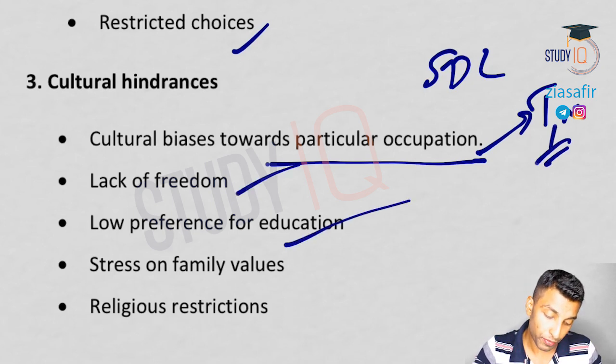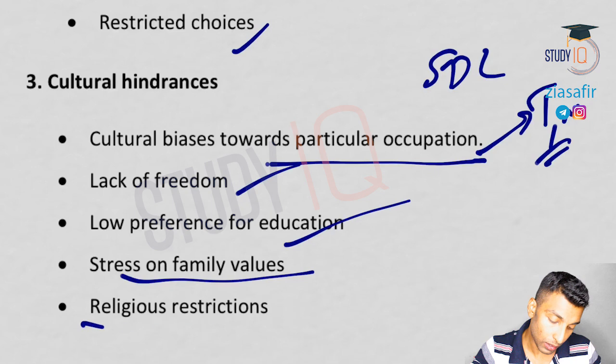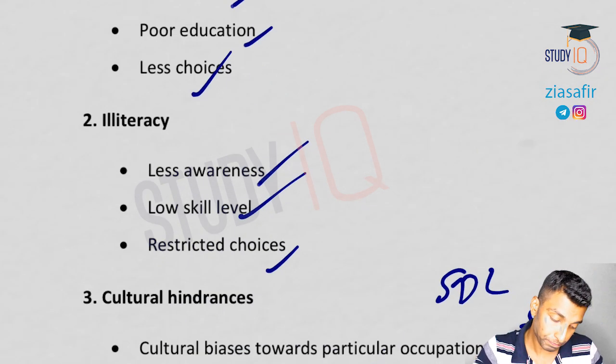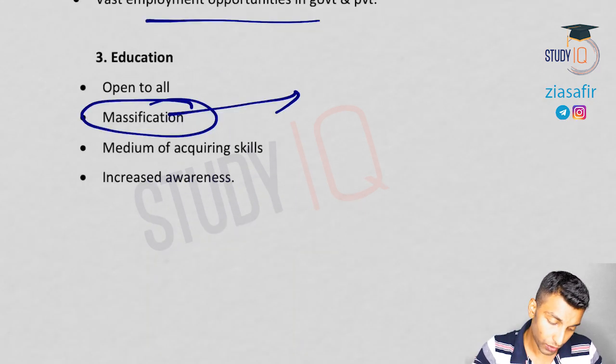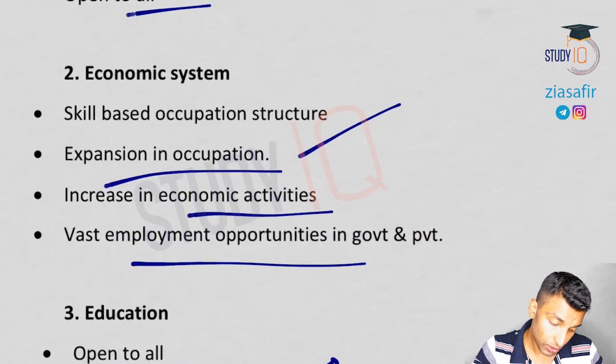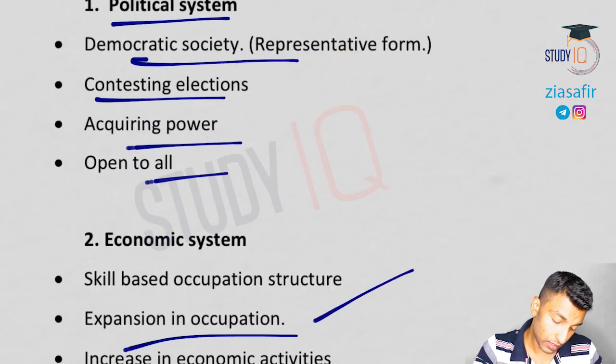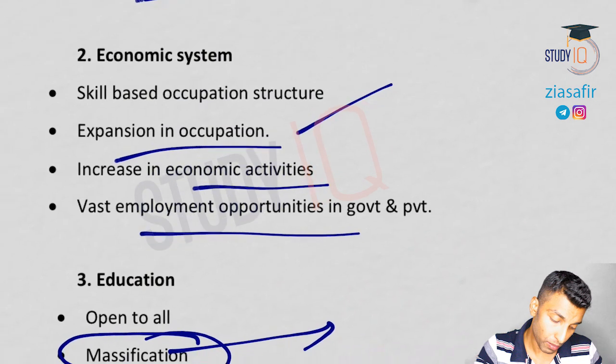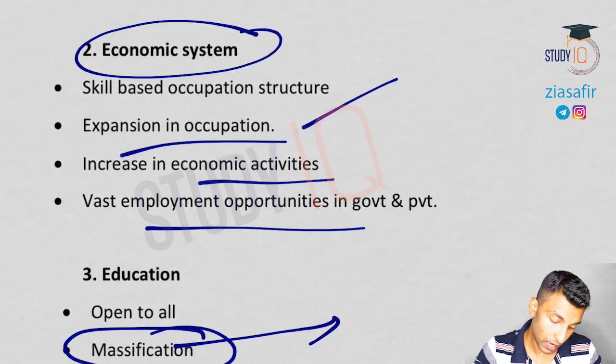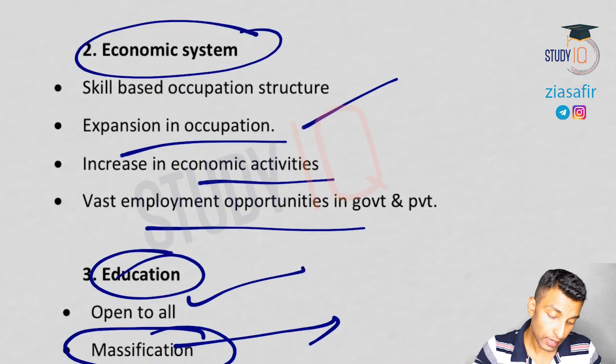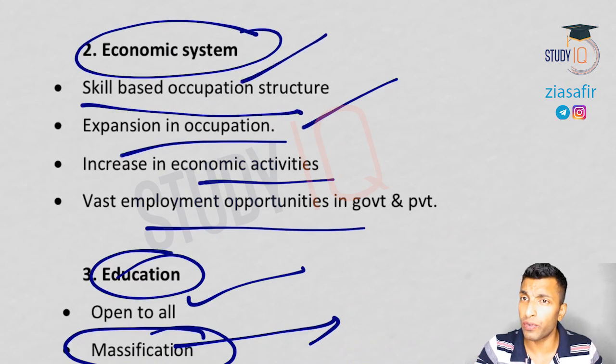Lack of freedom, low preference for education, like among Muslims, low preference for education. Stress on family values, religious restrictions, etc. I hope you understood what all things we have discussed. So there is no need to have any problem. In the economic system, with education open to all and skill-based occupation, if you have skill, you will not face any problem. Whatever situation you are put in, if you have skill, you will be able to survive.